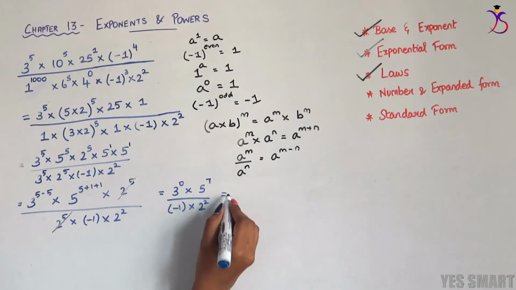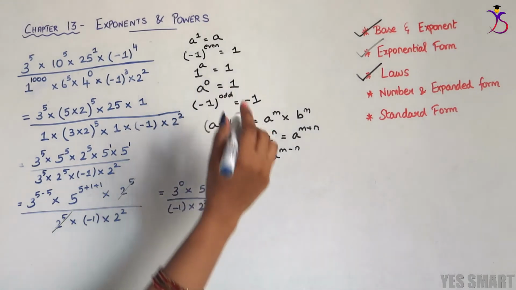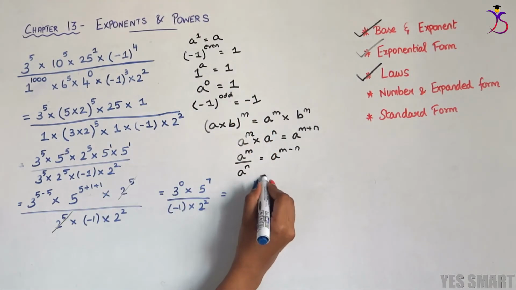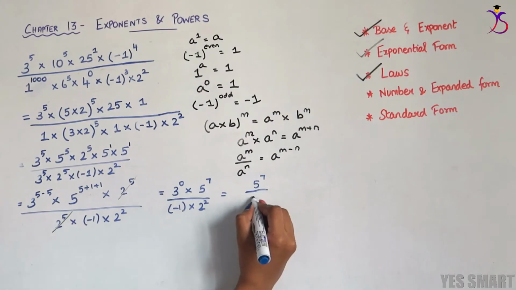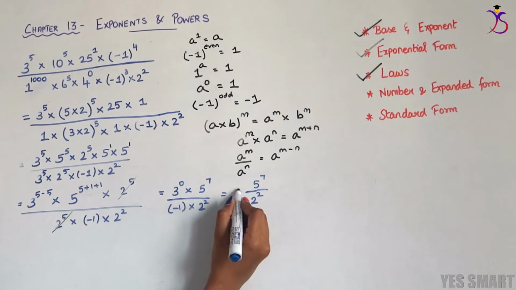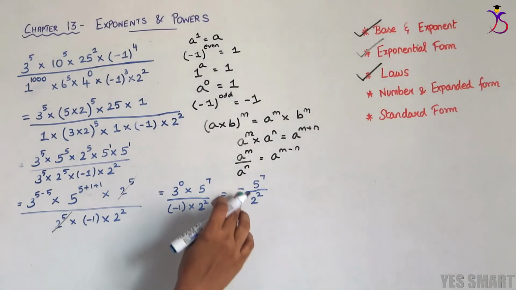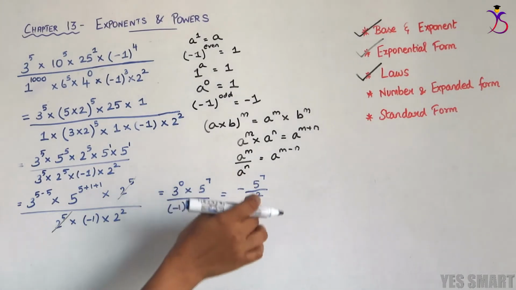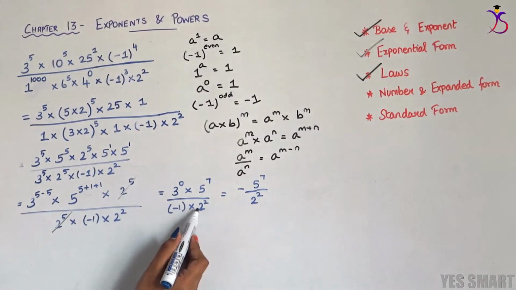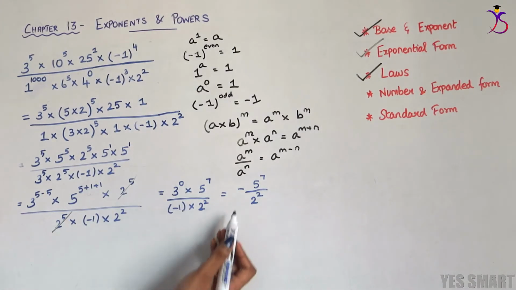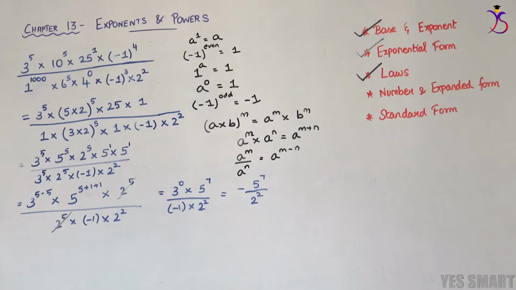This is equal to, we already knew that a to the power of 0 is 1. So 1 into any number is the same number. So we can just write 5 to the power of 7 divided by this minus, we can take it to the numerator because this minus is for the complete fraction. Therefore, I am taking the minus to the numerator. Hence, in the denominator, we will have 2 to the power of 2. Therefore, the final answer is minus 5 to the power of 7 by 2 to the power of 2.